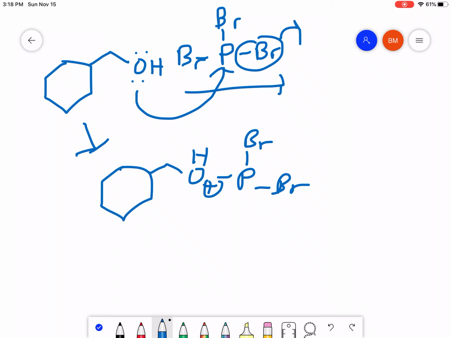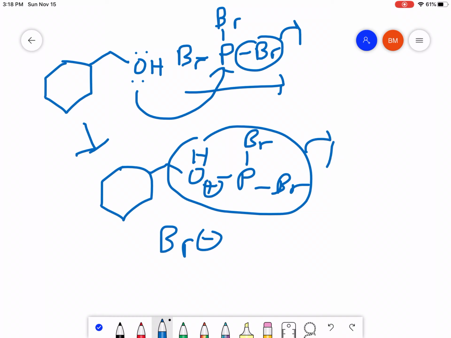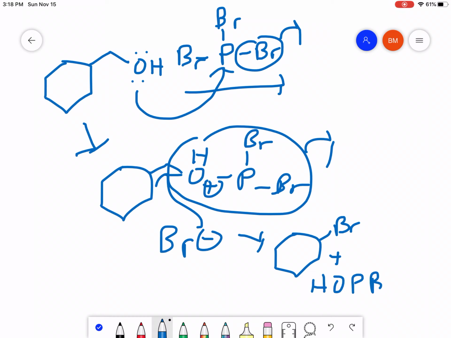One thing that's kind of nice about this one is you don't even need pyridine. You can just go ahead, and this itself acts as the leaving group. That Br minus that you kicked off will act as the nucleophile to give you your alkyl bromide, and then this guy is a byproduct. So it's a pretty simple method, and it works very well.